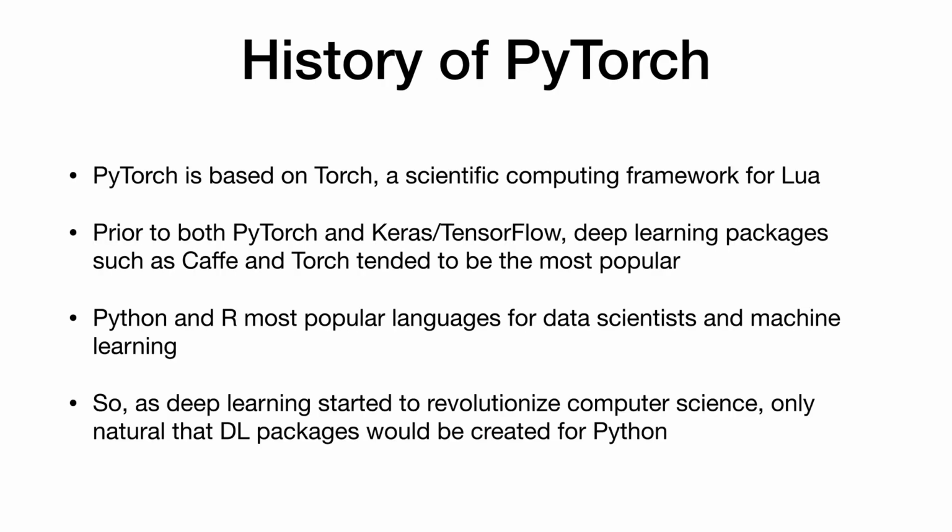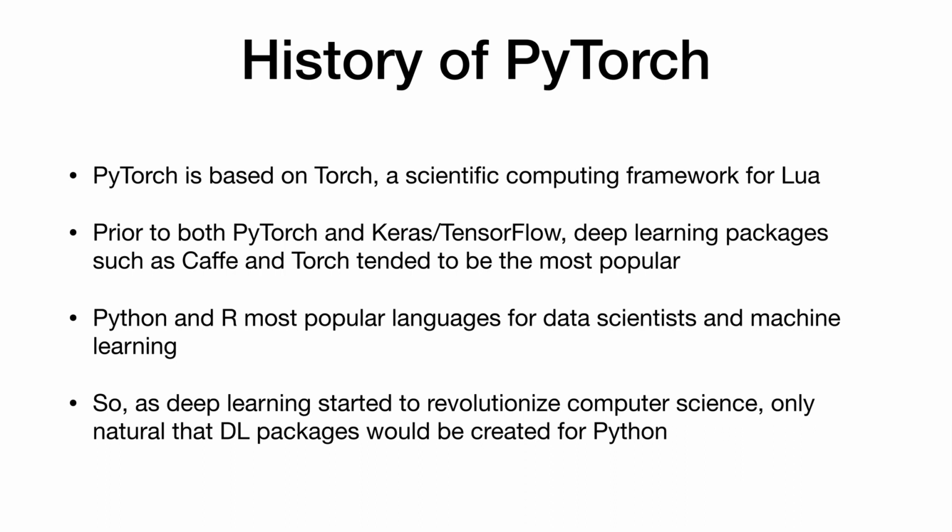So let's kind of discuss the history of PyTorch. PyTorch is based on Torch, which is a scientific computing framework. And prior to PyTorch and Keras and TensorFlow, deep learning packages such as Caffe and Torch tended to be the most popular. And if you've ever used Caffe before, then you know it's not really doing any true programming with Caffe. You're editing configuration files, you're editing a model architecture file, and then you're using the command line to actually train the model itself. Or maybe you're using some of NVIDIA's tools that allow you to train a model in the browser. But again, you're not doing a lot of true programming there. It's just configuration and running commands at the very core.